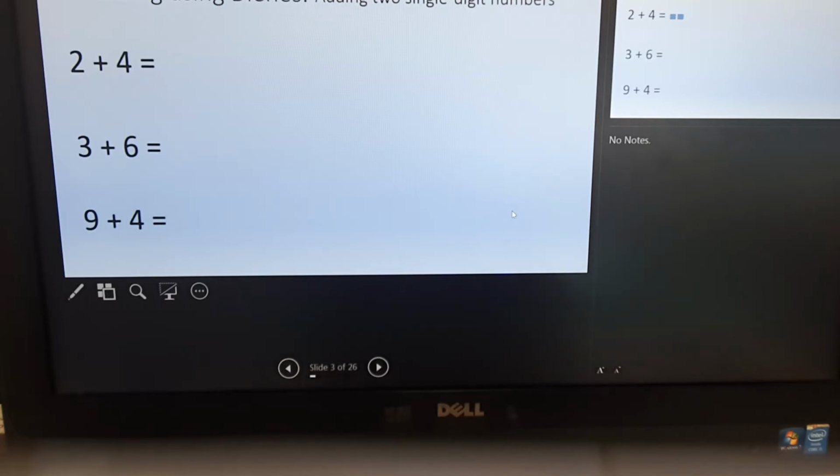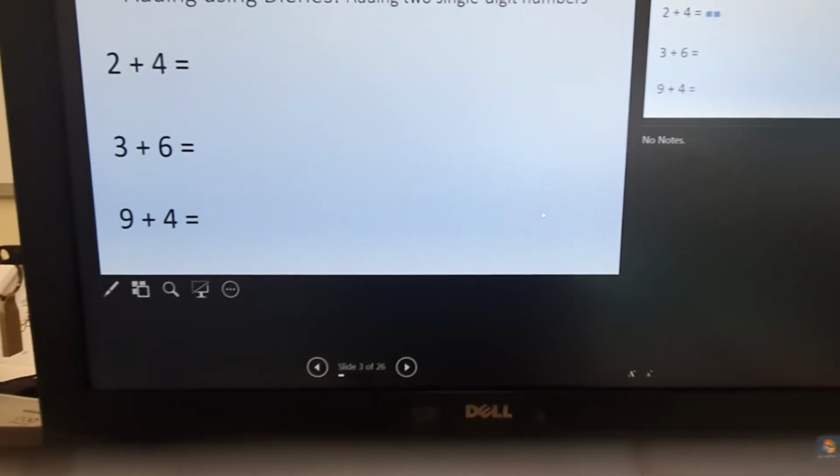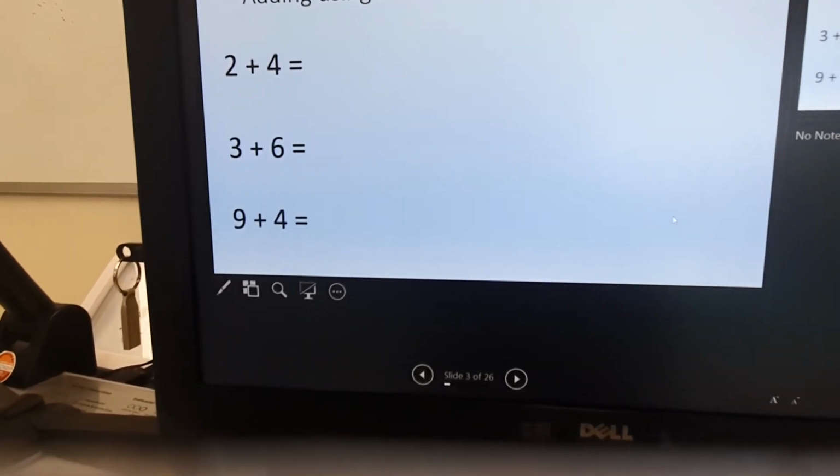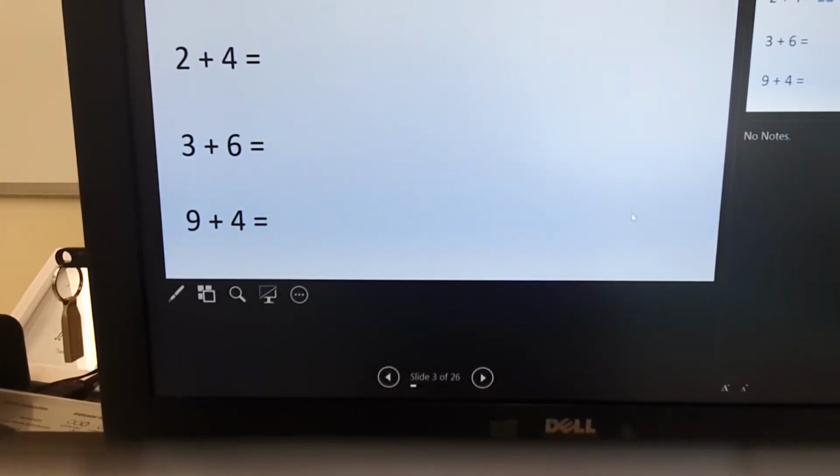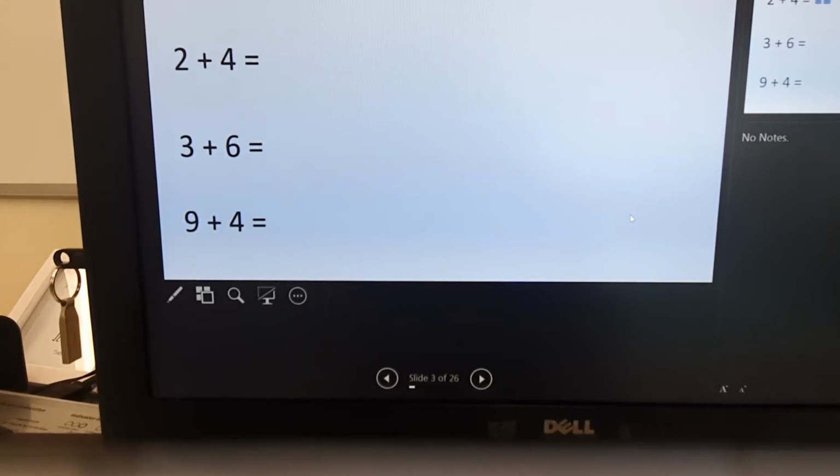Now to begin with, I want you to have a look at adding these numbers. So, we've got 2 add 4 equals. We have 3 add 6 equals. And we have 9 add 4 equals. Now we're going to look at what that would look like if we use Deans to do this.